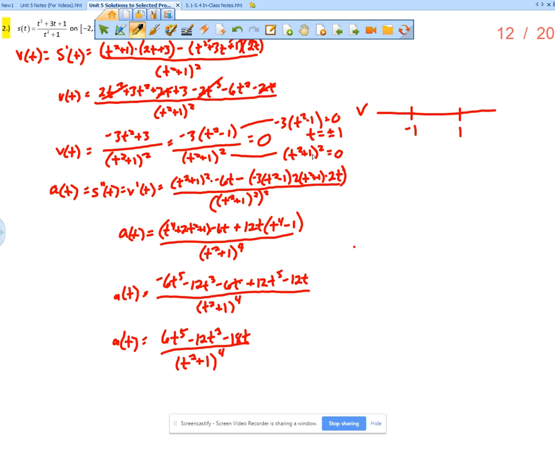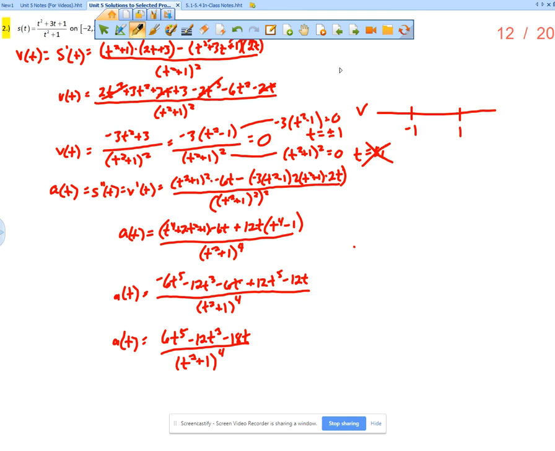Then I have t squared plus 1, squared. If I square root 0, then I have t squared plus 1 equals 0. If I subtract 1 and square root, I get that t is equal to plus or minus i. But i is not a real number, and it is not in our domain of negative 2 to 2 on the real number line, so that doesn't really play a role. But it is a factor, and so it should be listed when we do the sign analysis.